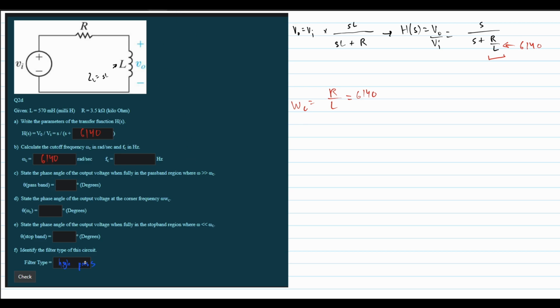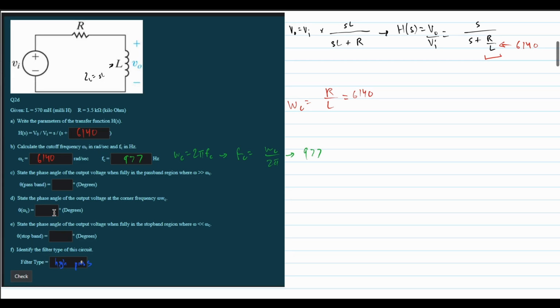Now for frequency, we're just going to use the formula. Omega C is equal to 2 pi times f C. And so our f C is going to be equal to our omega C divided by 2 pi, with omega C being 6140. And this is going to give us approximately 977. So our frequency is 977 hertz.